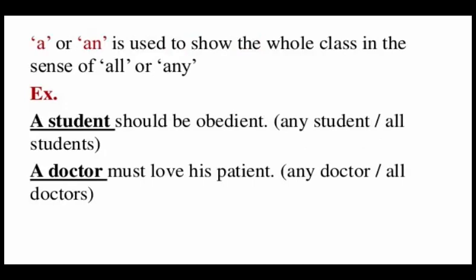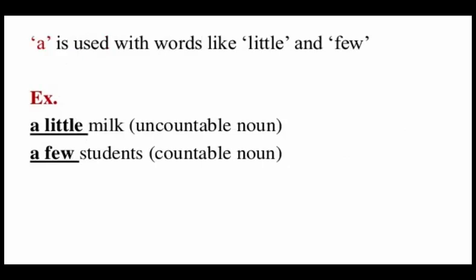A and an are used to show the whole class, in the sense of all and any. A student should be obedient means any student or students. A doctor must love his patients means any doctor. So one word with one article shows the whole category or class. A is used with words like little and few: a little milk, a few students. Milk is an uncountable noun, so along with such adjectives these articles are used with uncountable nouns. Otherwise, a and an are always used with countable nouns, for example, a few students.